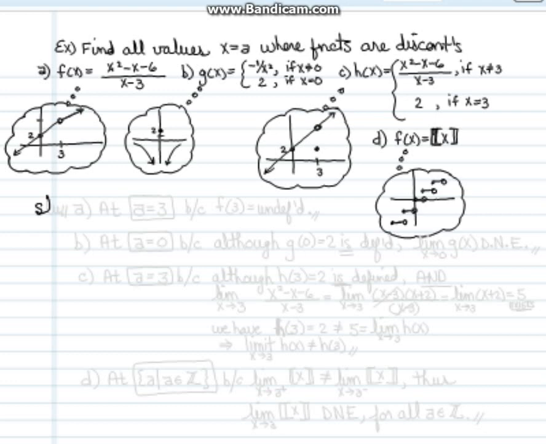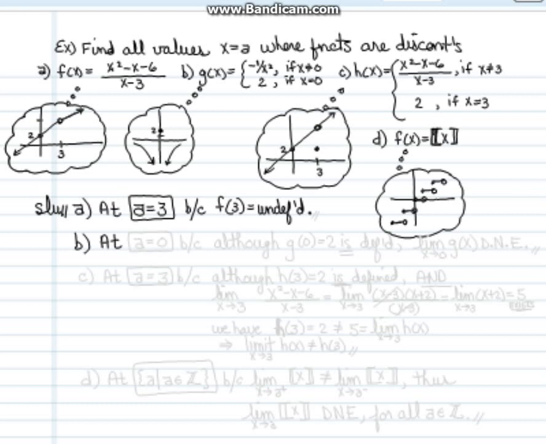Part A, for the solution, we have a discontinuity for that one at a equals 3. In other words, x equals 3. And the reason why is if you just look at x squared minus x minus 6 over x minus 3, what happens to the denominator when x is equal to 3? You get a 0 in the denominator, so f of 3 is undefined.